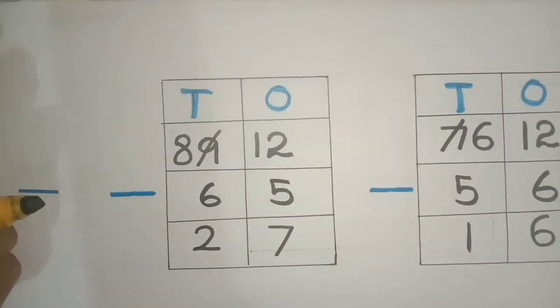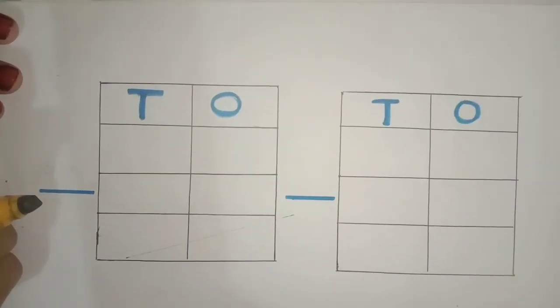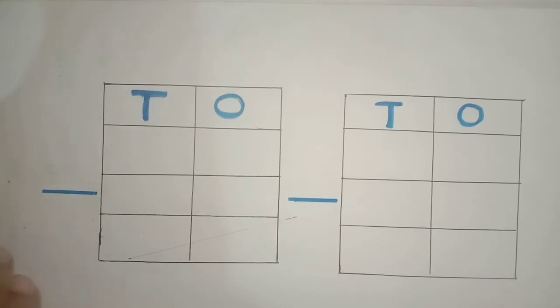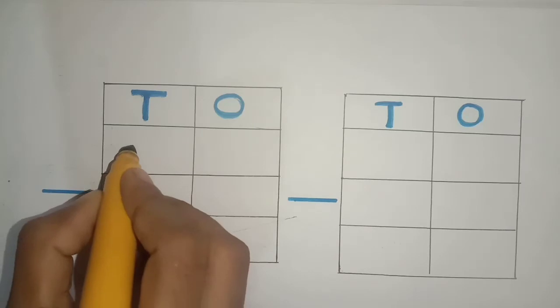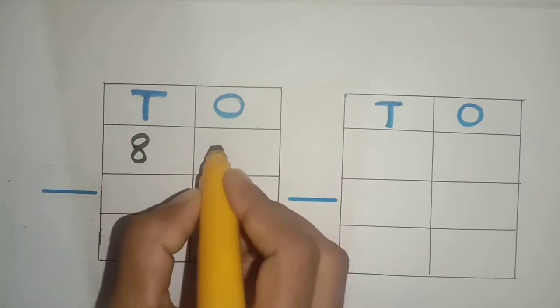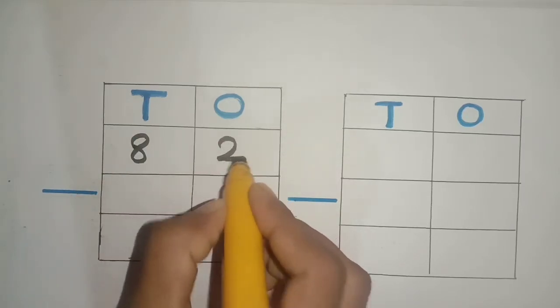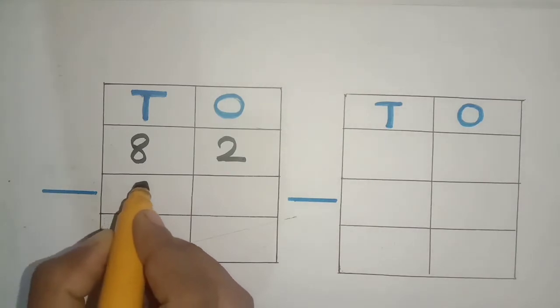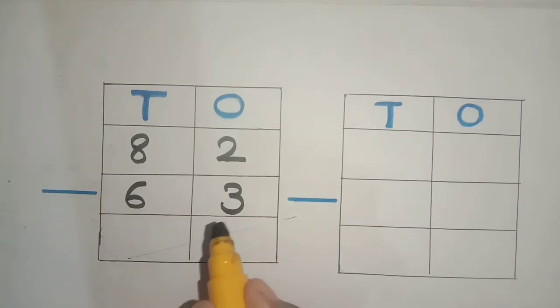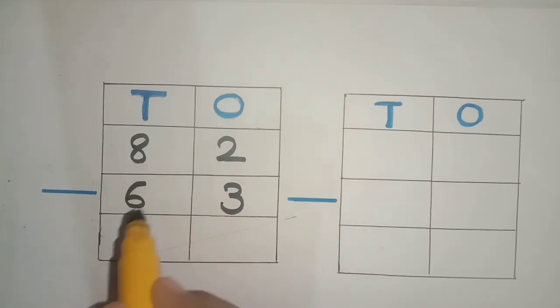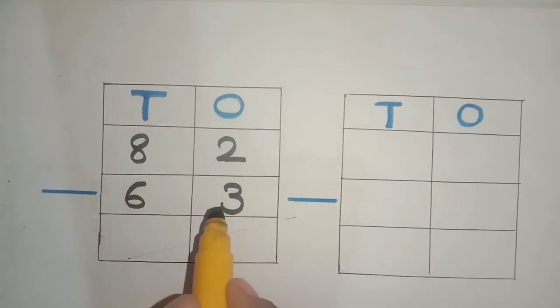Just listen, dear children. Listen. 82. Okay, 82 minus 63. Say once more. 82 minus 63.